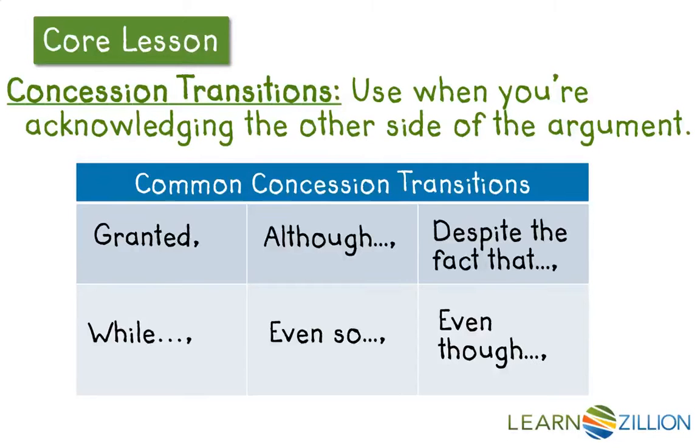Notice that transitions always have a comma after them, or the comma will go after the transitional phrase, which when you see the ellipsis, the three dots, that means that there's a little bit more information that will come before that comma.